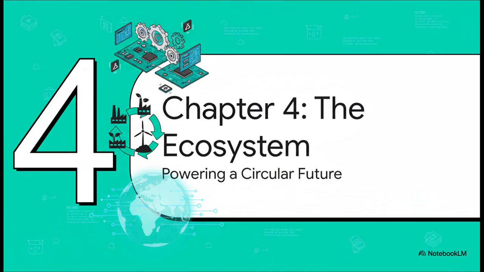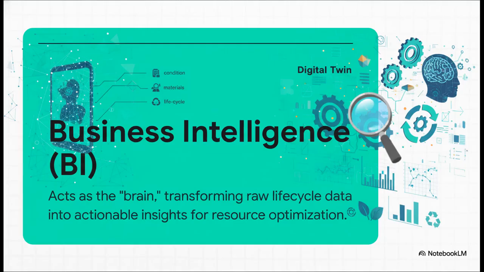But the impact of this tech goes way beyond just one factory or one supply chain. For our final chapter, let's zoom out to the entire ecosystem and see how digital twins are helping to power a more sustainable, circular future. So how in the world does a digital twin help us build a more sustainable planet? It all comes down to data. A circular economy, the idea where we reuse and recycle pretty much everything, needs the full story of a product, its condition, its materials, its entire life. The digital twin provides that story. Then another system called business intelligence, or BI, acts like the brain for the whole ecosystem, analyzing all that data to make smart choices about how we use our resources.